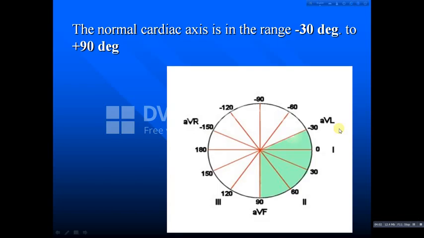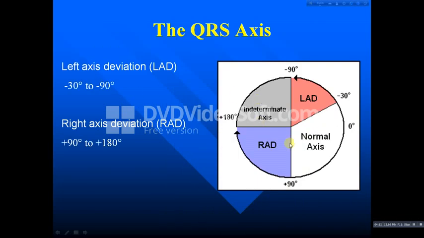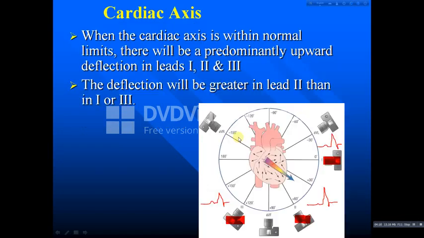and right axis deviation is between plus 90 and plus 180 degrees. And here I have tried to show that this is a normal cardiac axis, because in lead 1 there is a positive QRS complex. You can see this is the R wave, and there is a small S wave, so R is greater than S, so this is a positive QRS complex. Same here, it is also positive, and positive also in lead 3, but the positivity is more in lead 2, so we can say that this is a normal cardiac axis.